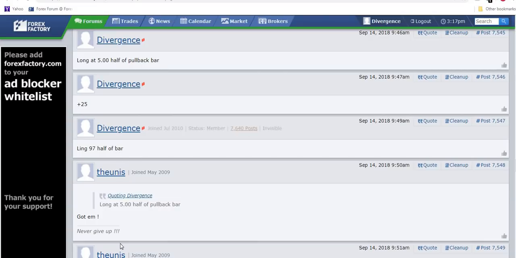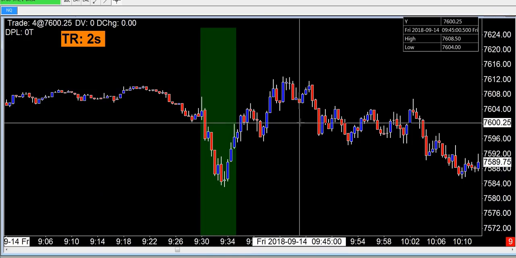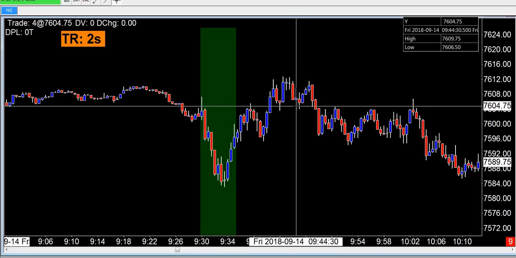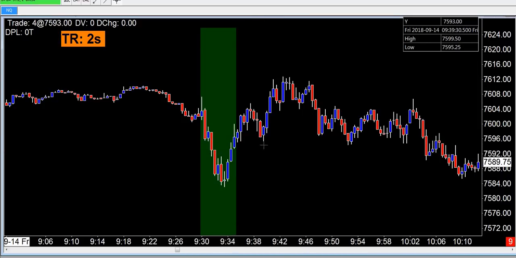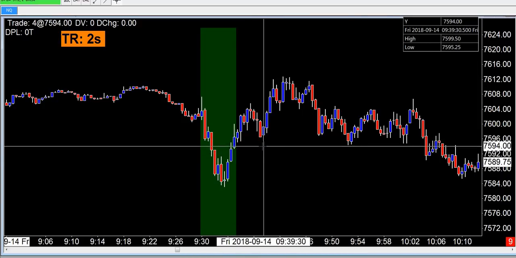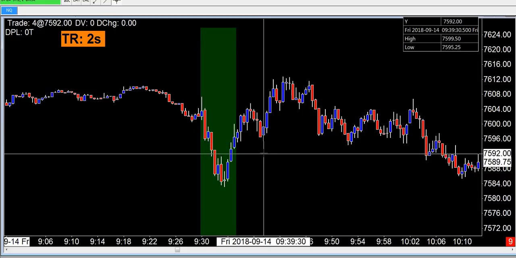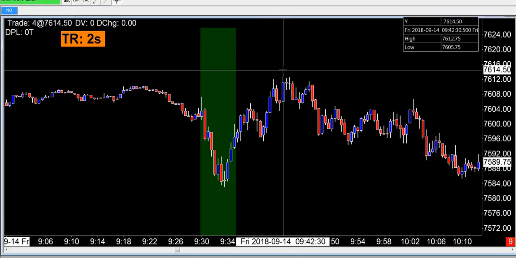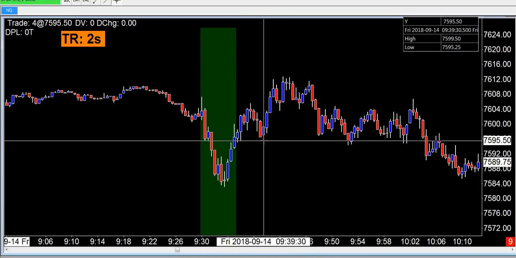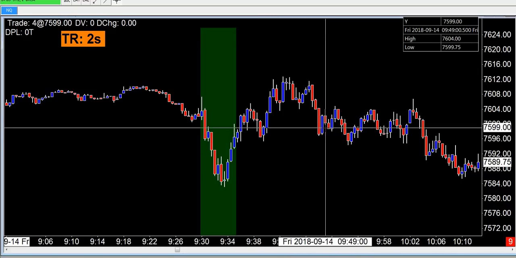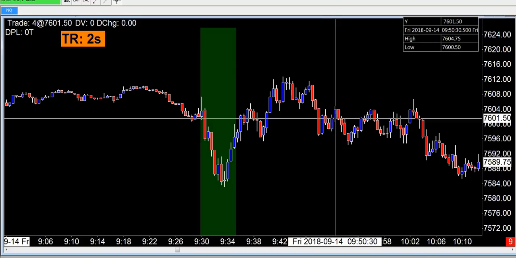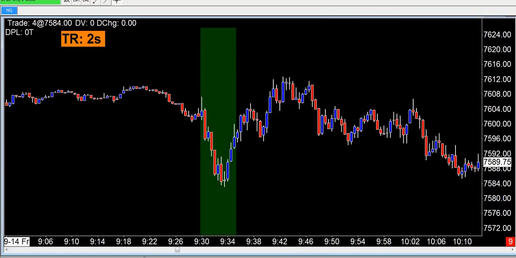Long 97, half of bar. Where's 97? Oh, this is where I saw demand right here. I mean, think about it. There's demand, get a big shoot up. So this bar is 4 points, so split it in half is 2, makes it 97 right there. I get in here and up for the win. And the reason why I would have been out of these trades is because I already got my 2.